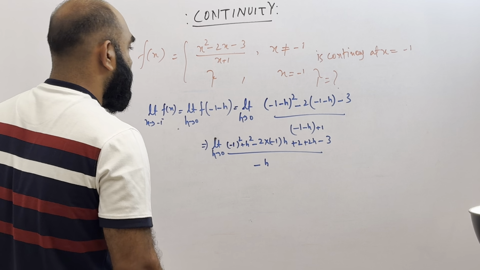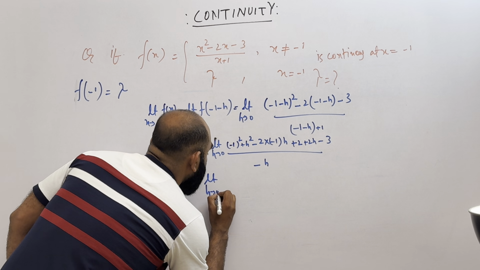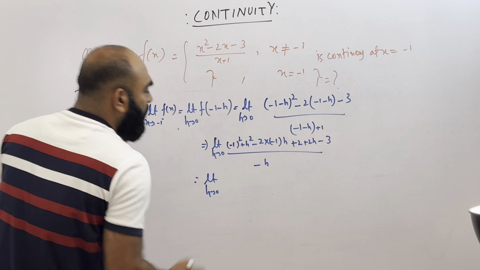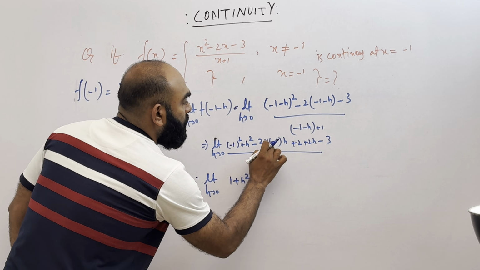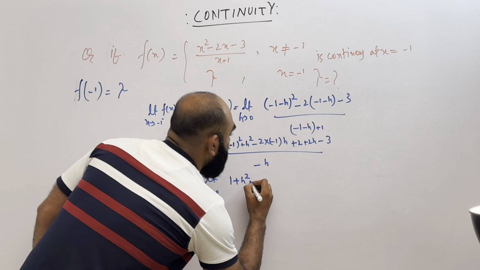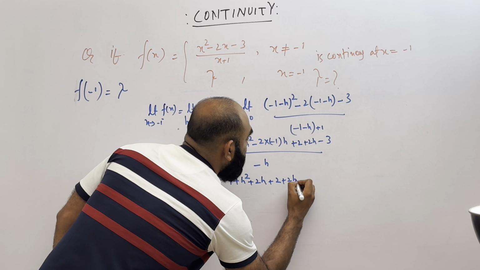Okay? Okay, sir. Sir, solve this one. Limit h tends to 0. How much comes? Minus 1 square is 1 only. Plus h square. Minus 2 into minus 1, so minus minus plus, it is plus 2h. Plus 2 plus 2h minus 3 divided by minus h.